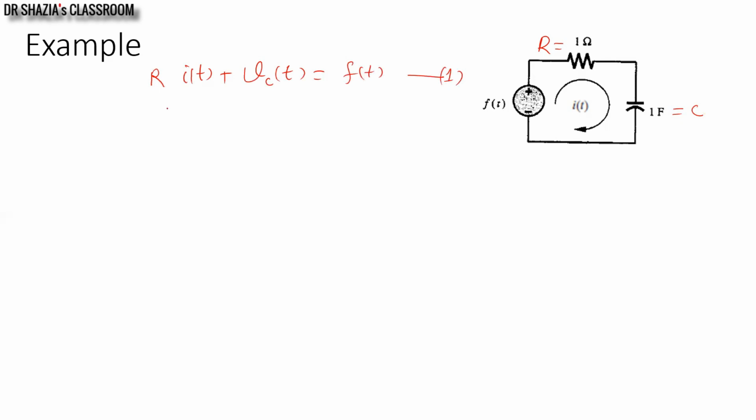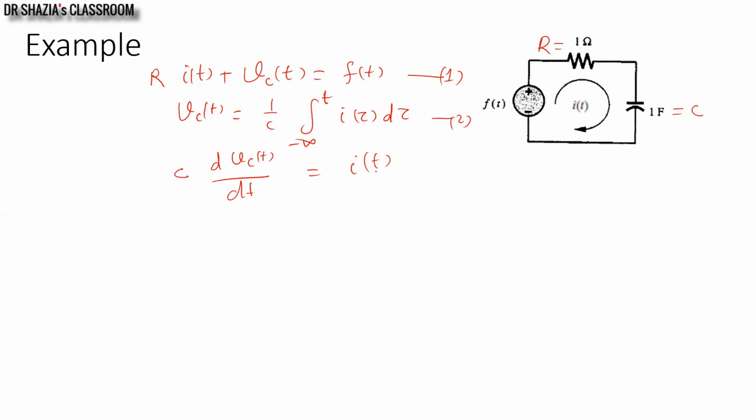Now the voltage across the capacitor vC(t) can be written as 1 by C times the integration of i(tau) d tau from minus infinity to t, or I can rewrite my second equation as C dv by dt, which is the current flowing through the capacitor.